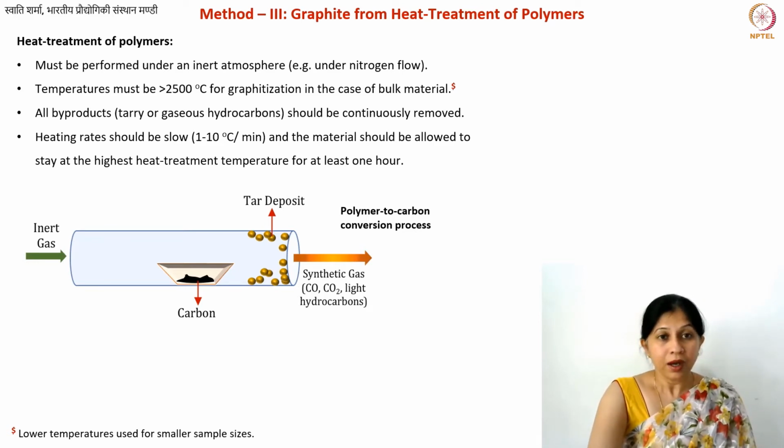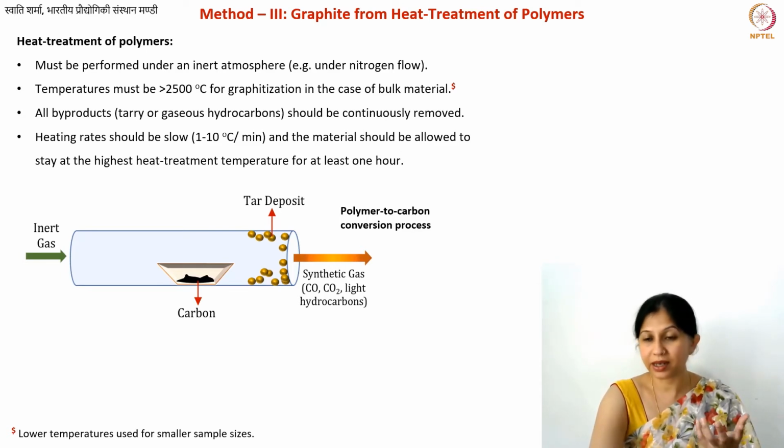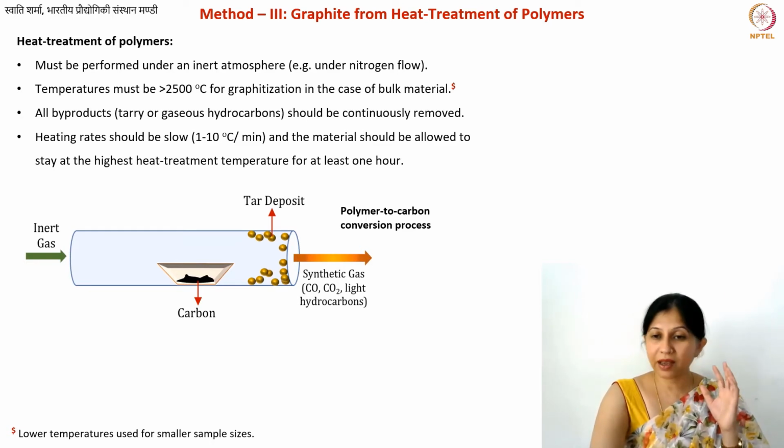Okay. Yeah, and this process is done slowly. So 1 to 10 degrees centigrade per minute is the temperature increase. The slower the better. And also, once you reach this highest temperature, let's say for your process it was 3000 degrees, you will leave your material at 3000 for a while.